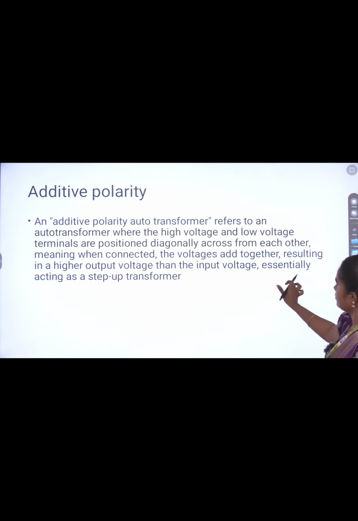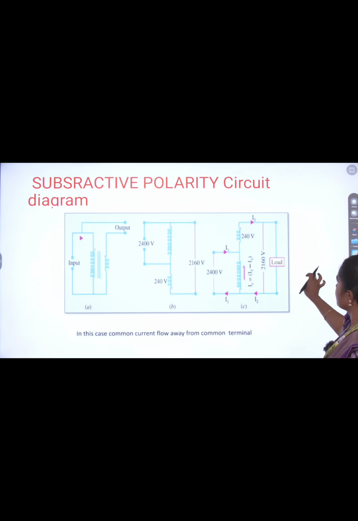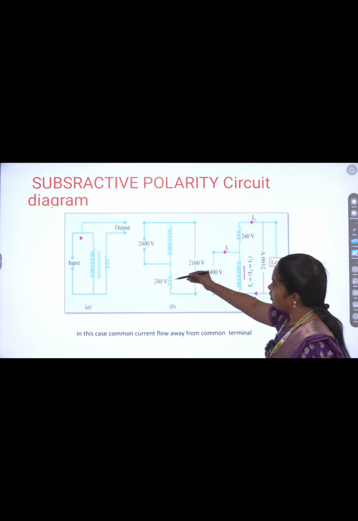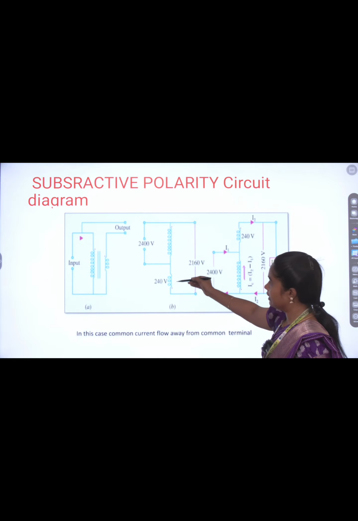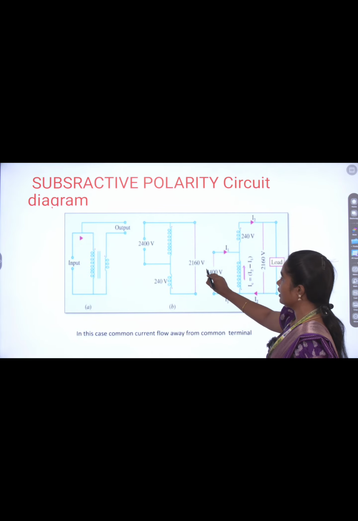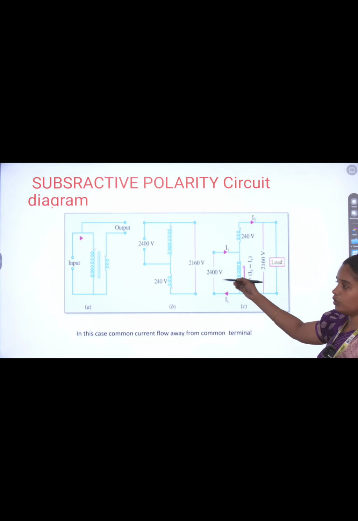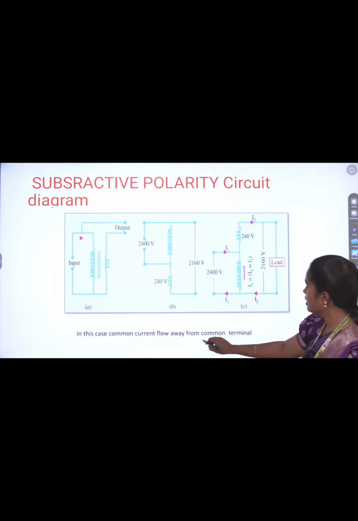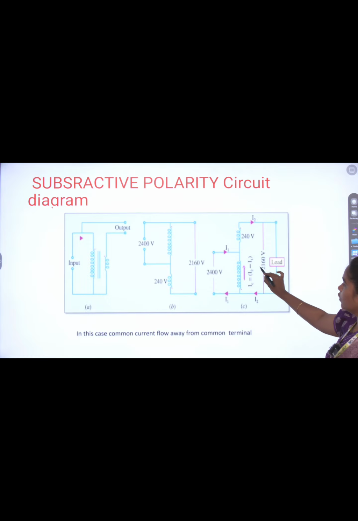And next one, subtractive polarity. Subtractive polarity means it is a step down transformer. Step down means the high voltage terminal and low voltage terminal are connected directly. So, we have to subtract the high voltage and low voltage. So, finally, we get the output low. So, it is a step down. In this circuit diagram, the current flows away from the common terminal. It is denoted in the circuit.